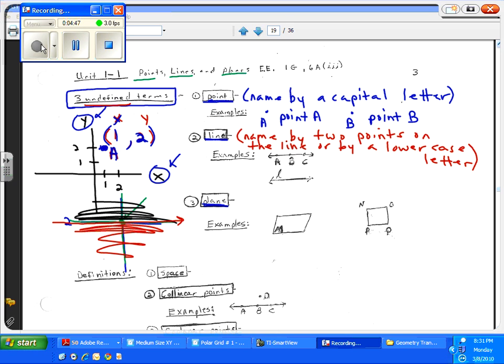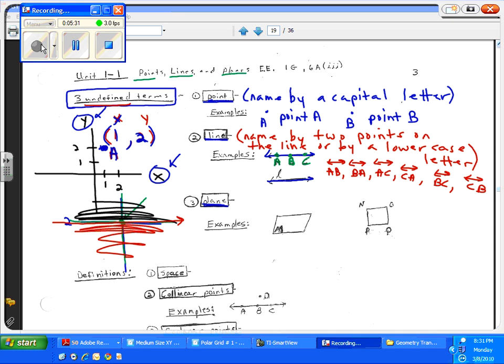If we had a line such as this line right here that contained the points, point A, point B, and point C, then we can name that line by any 2 points on that line in any order that we wanted to name them. So we could call this line line AB, or reverse line BA. We could call it line AC, or reverse line CA. Or we could call it line BC, or reverse line CB.